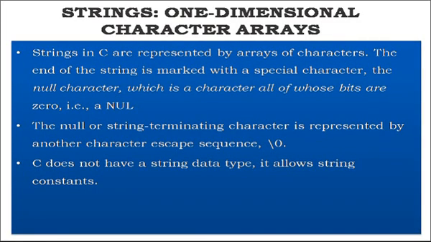Here I am going to discuss one-dimensional arrays using strings. Strings in C are represented by an array of characters. The end of the string is marked with a special character, the null character. It is a character all of whose bits are 0. The null or string terminating character is represented by the escape sequence \0, which is the representation for the null character.